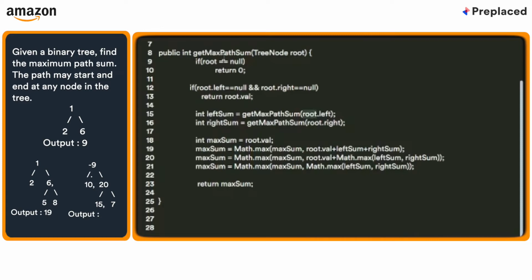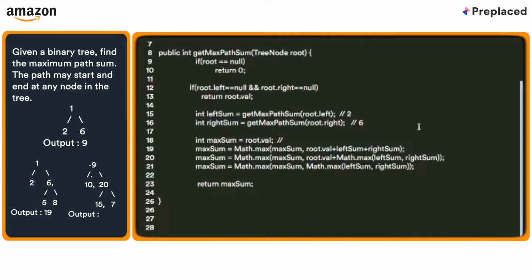On 2, when it goes to 2, 2 has left and right null. So 2 will return 2. So this left side will return 2. And when I go to the right side, the right side is 6. Then 6 will again have a recursive loop. 6 has both left and right null. It will return 6. And now I will start with the root value.